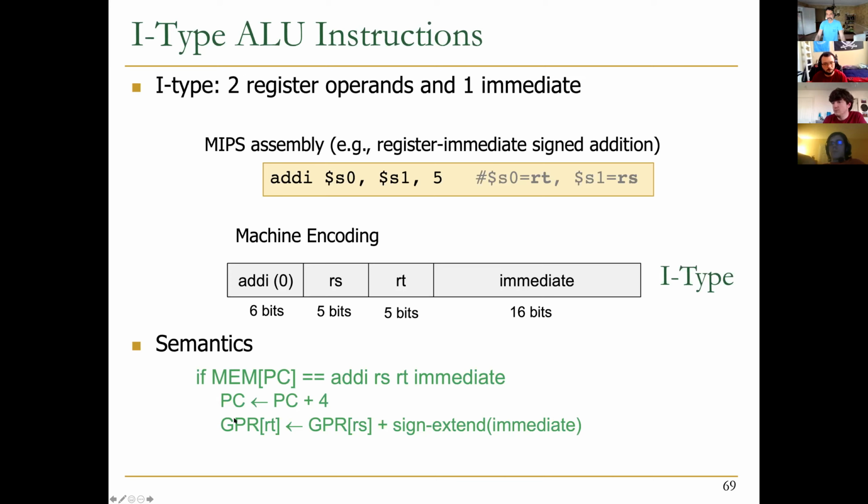Hopefully it is clear. The difference between R-type and I-type is that in R-type, you have two registers for whatever operation you want to do. But here you have one register plus one immediate. So you specify the second value through the immediate in the instruction. That's essentially the difference between these two, but pretty much the same.